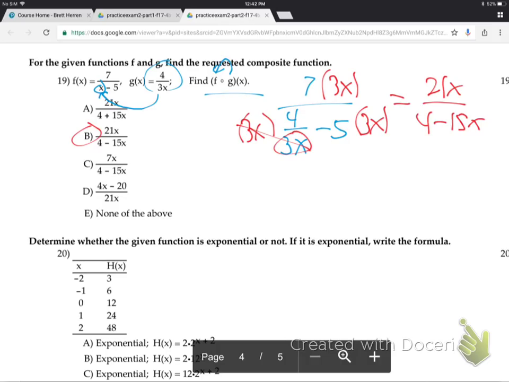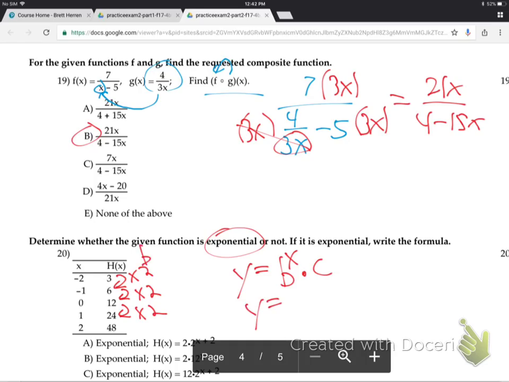Get that copied down. So number 20, we look at the y values, don't we? When these are table ones, what's happening with the y value? How do you get from 3 to 6 to 12 to 24? Times 2, times 2, times 2. So that means it's exponential. And the exponential form, remember, is b to the x times c. That's the information I gave you back in the homework. The b is the number, the 2. How do we find the c?